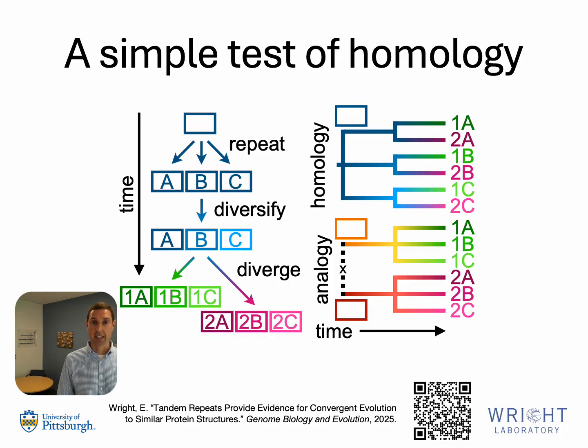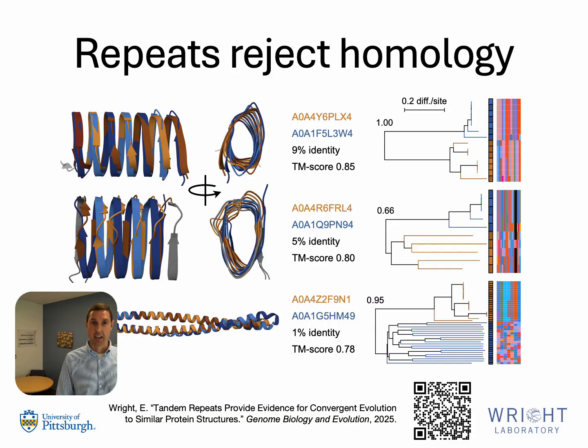And so I applied this test to many different structures that have repeats. And what I found is consistently there is support for the structures being from different initial ancestors. And so you can see that here.